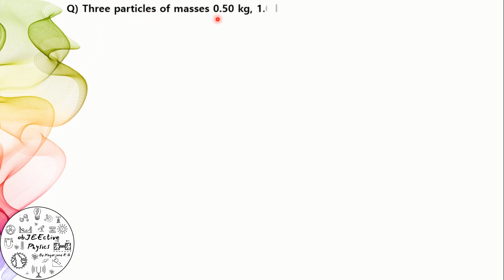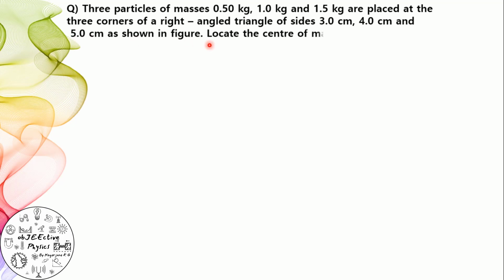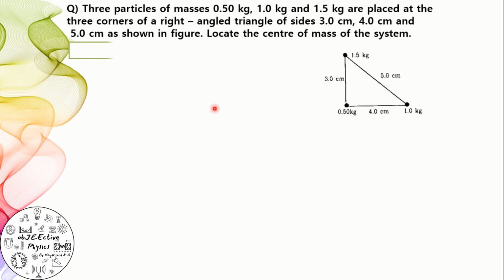Three particles of masses 0.5 kg, 1 kg and 1.5 kg are placed at the three corners of a right angled triangle of sides 3 cm, 4 cm and 5 cm as shown in figure. Locate the center of mass of the system. The solution, observe the diagram.